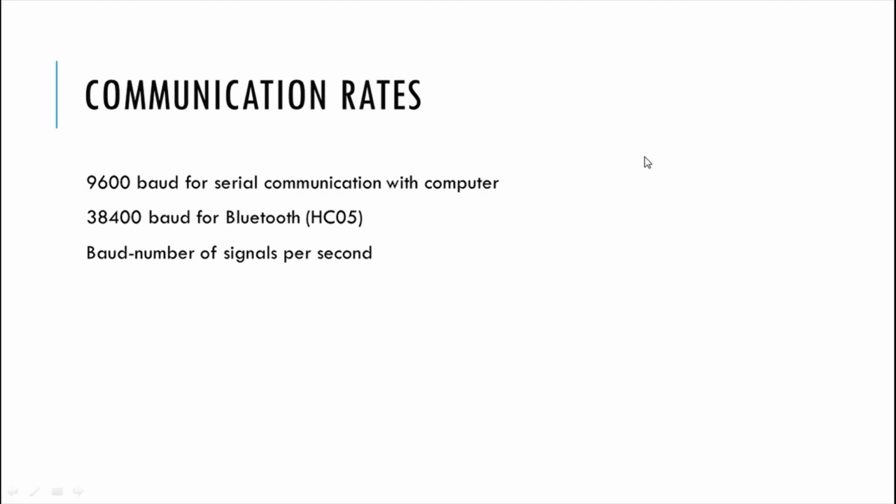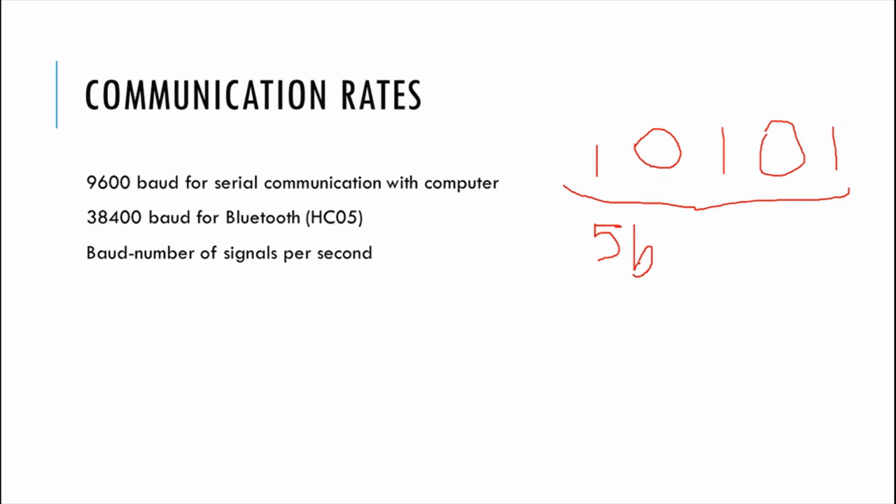Let's say I have something like 10101. So what bit rate means is that let's say this happens in a duration of 1 second. So we're saying there are 5 bits in 1 second, so 5 bits per second would be the bit rate. Now, if I'm looking at baud, there's one change, second change, third change, and fourth change, which means 4 baud.